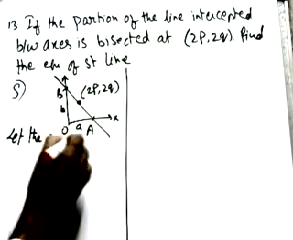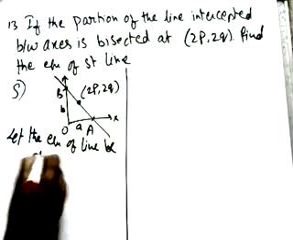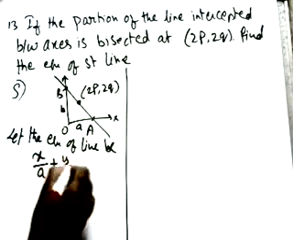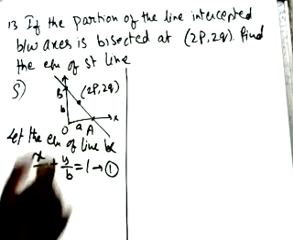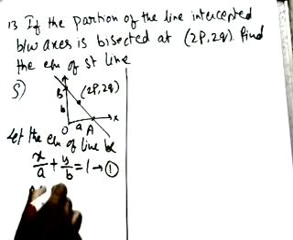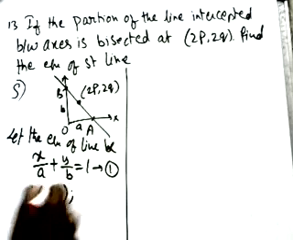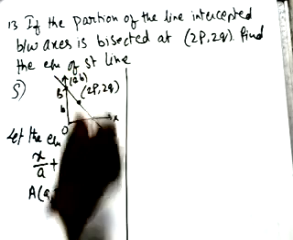So let me start: let the equation of the line be, let me take the general form, x by a plus y by b equals 1. Let me note this as 1. Now what can we write? Watch here, I just explained this. A is on the x-axis, so its y coordinate is 0. This is A. And what will be the value of B?